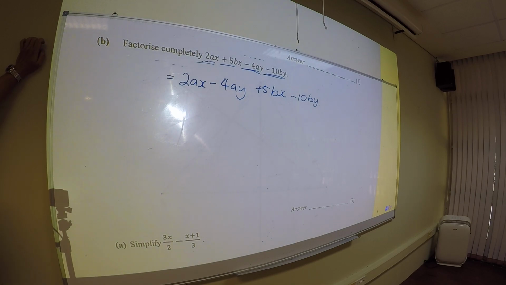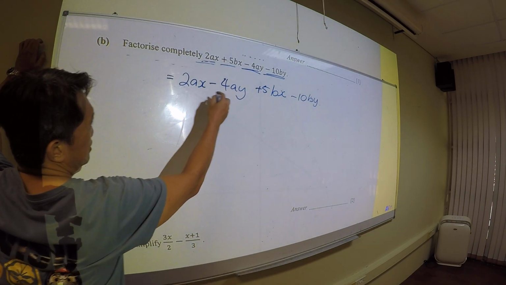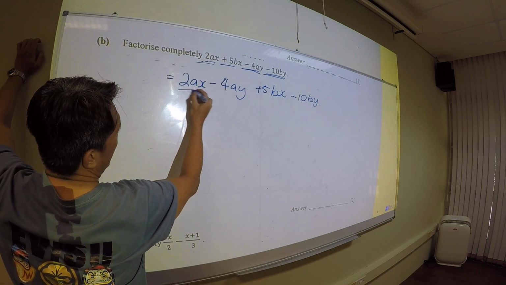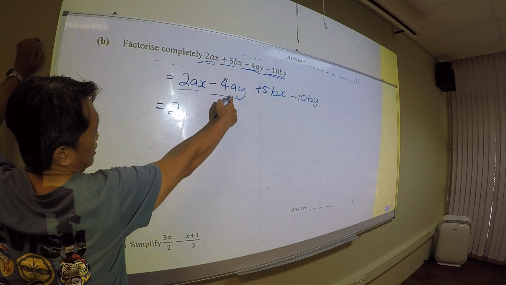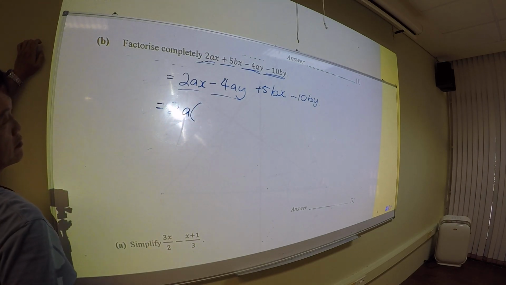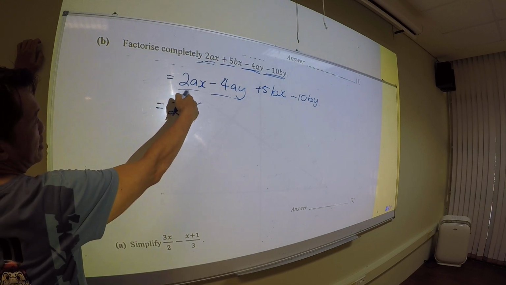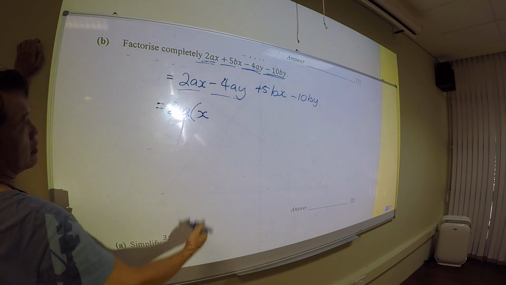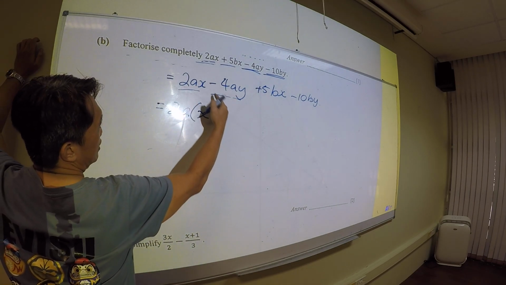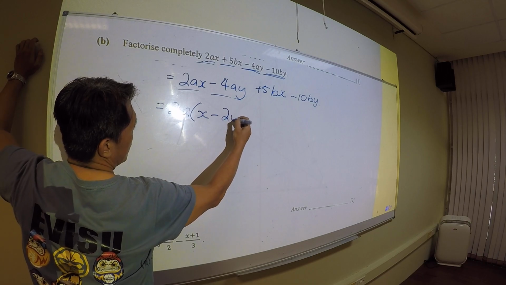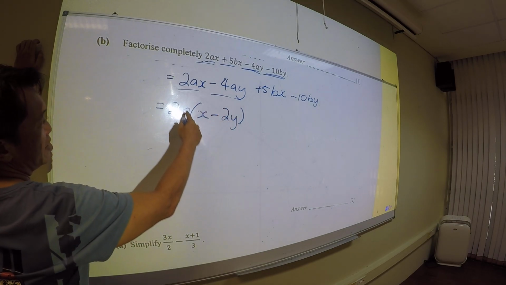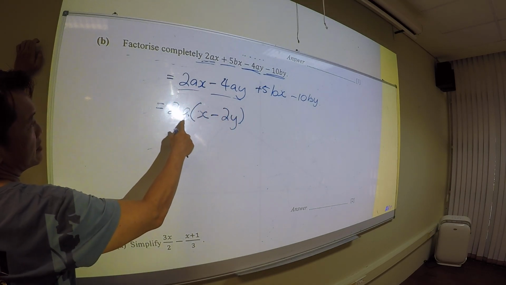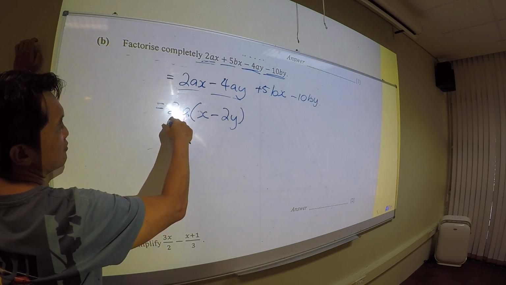Once we are able to arrange them, they have common factor, both the front and the back can be divided by 2, can be divided by a. 2ax, take out 2a, left with x. Minus 4ay, take out 2a, negative still negative, left with 2y. If I multiply it back in, 2a times x will give me 2ax. 2a times negative 2y will give me negative 4ay.